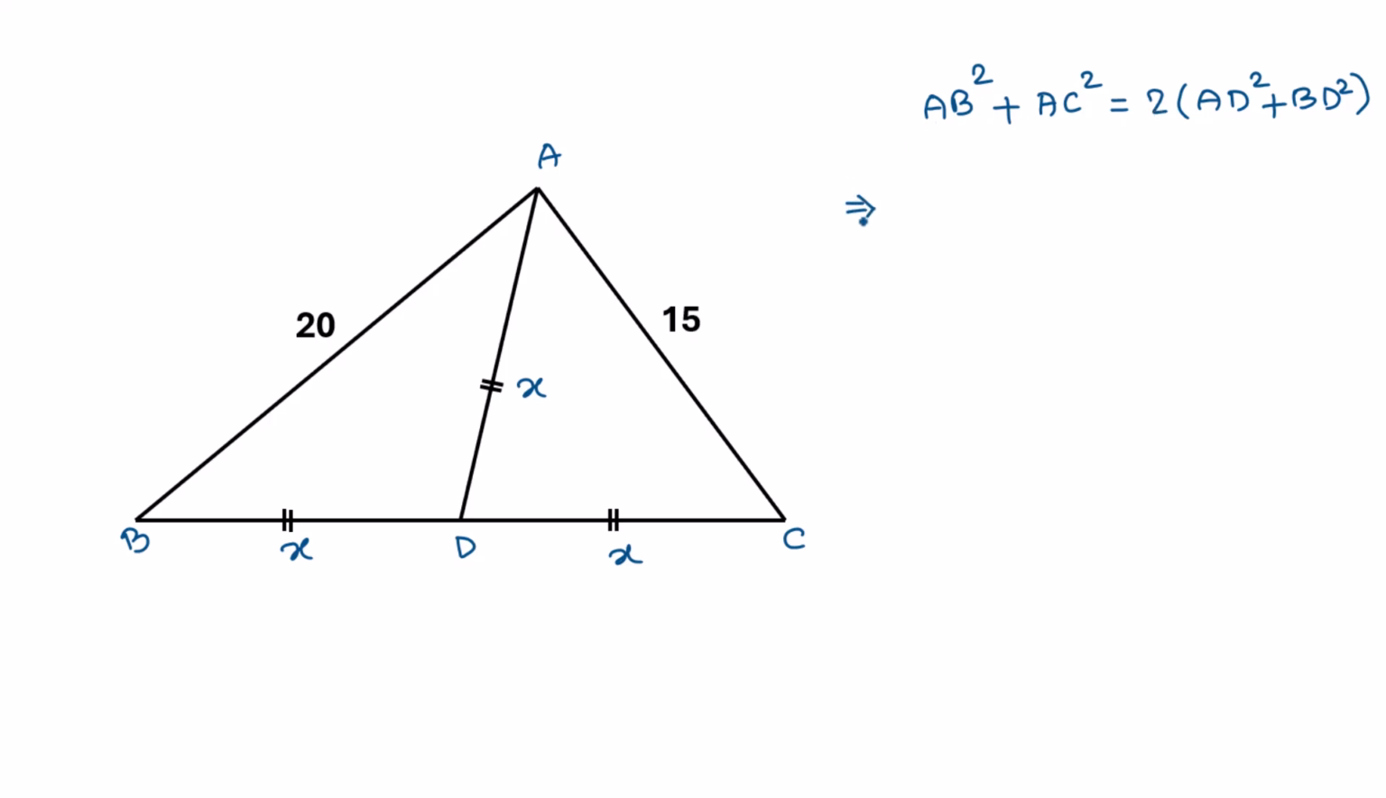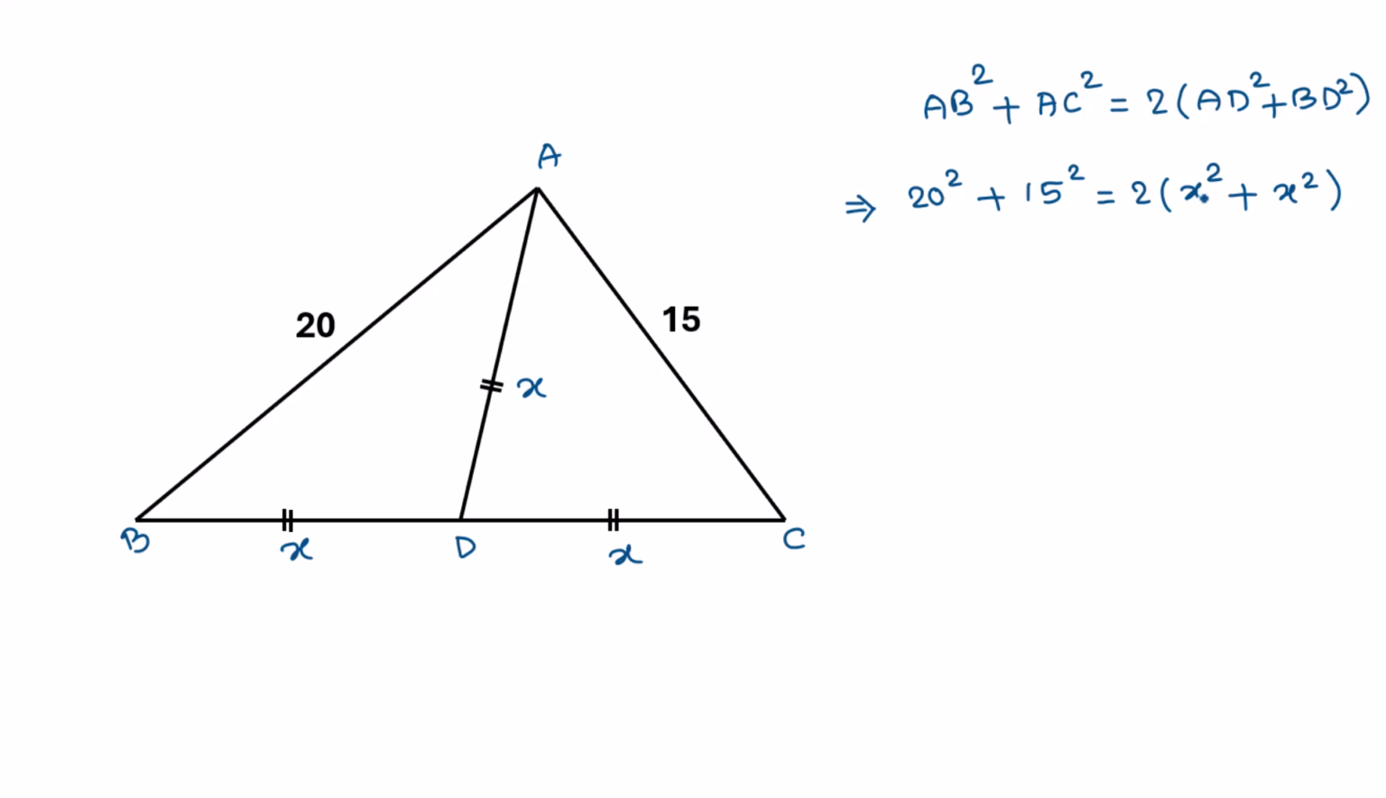Now substitute these values. AB is equal to 20 units, so AB square is 20 square, plus AC square. AC is 15 units, so 15 square is equal to 2 times AD square. We have considered AD as x, so x square plus BD square. This BD is also x, so x square.